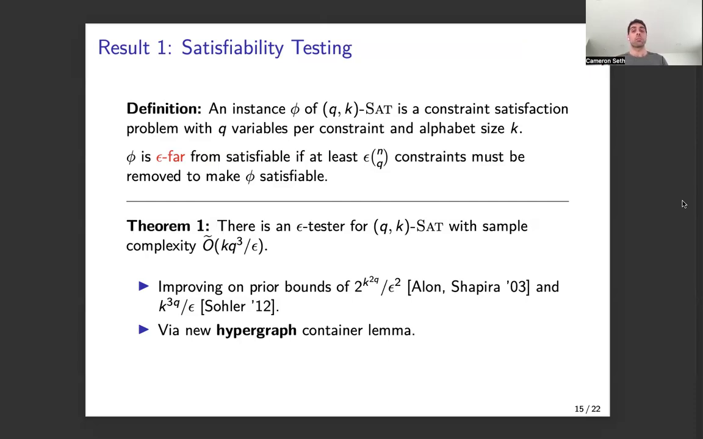And our result improves on the prior bounds, both of which had an exponential dependence on q. And so our result is the first one that has a polynomial dependence on k, q, and epsilon, and it matches the optimal epsilon dependence of the prior result.